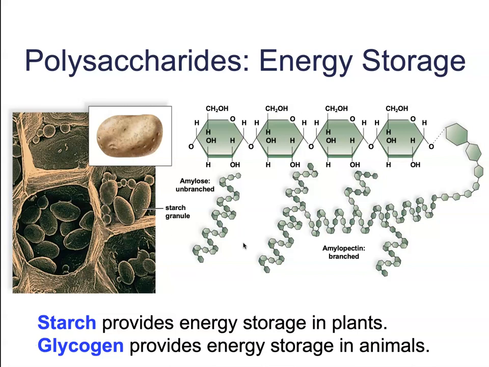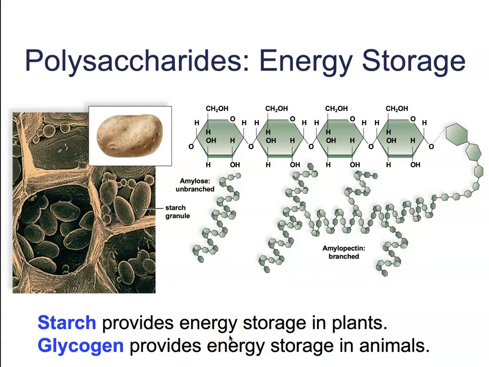Starch is how plants provide energy storage. They're going to have multiple forms, branched, which would be amylopectin, or unbranched, which would be amylose. I am not going to ask you to go into the details, but I do want you to know that starch is how plants store energy.